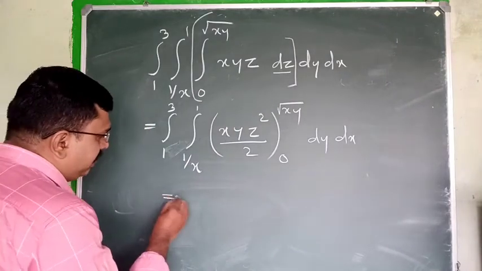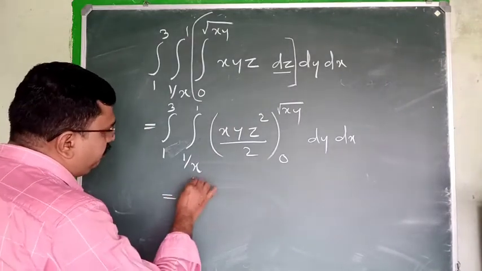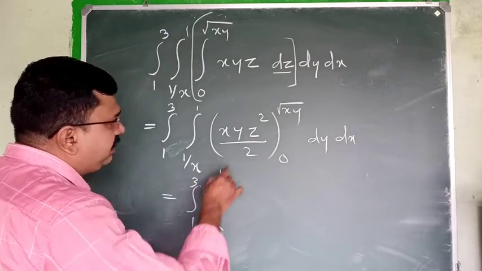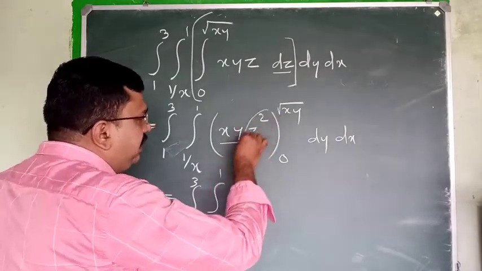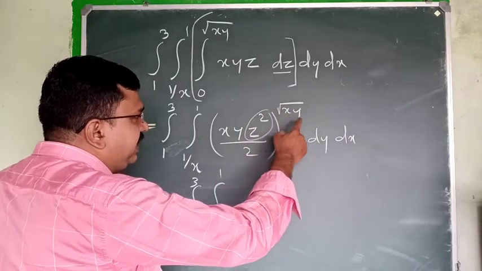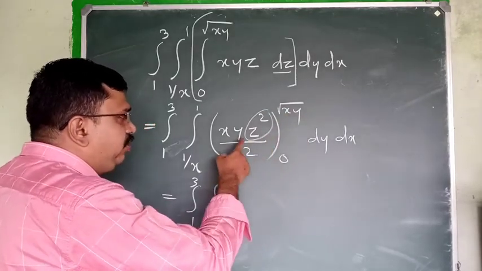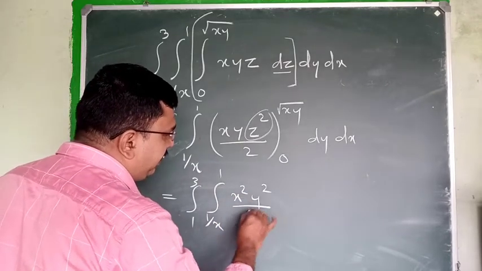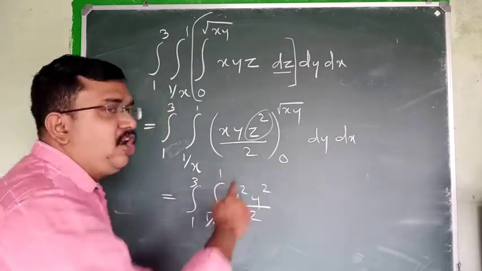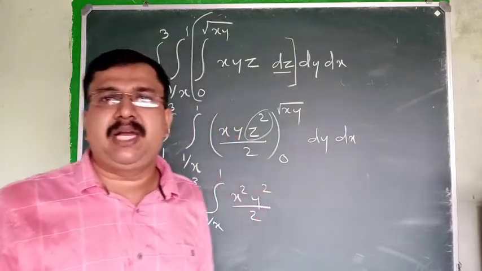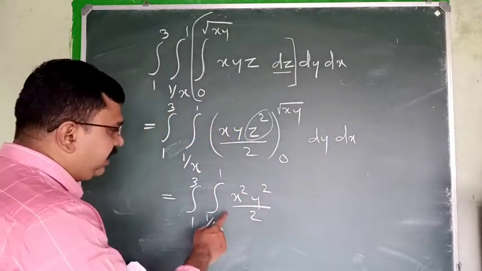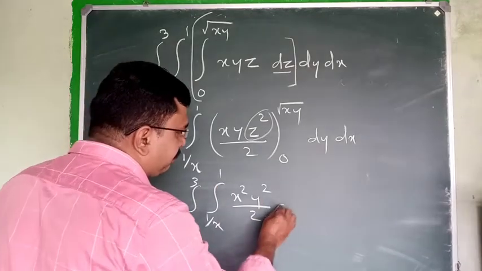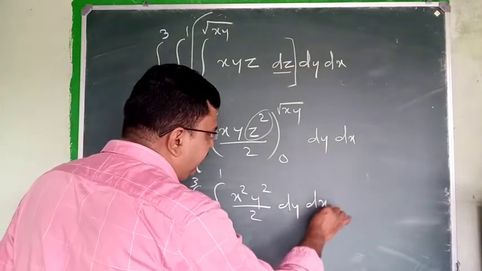That is equal to the integral 1 to 3, integral 1 by x to 1. This one is replaced by root xy, that is xy into xy. That is x square y square by 2 minus the lower limit 0. That term will become 0. Therefore, integral 1 by x to 1 of x square y square by 2 dy dx.